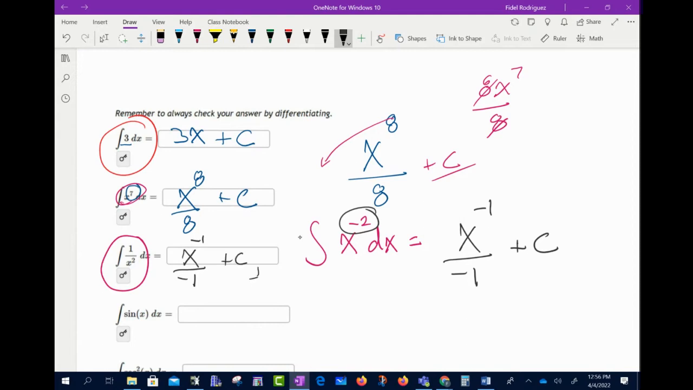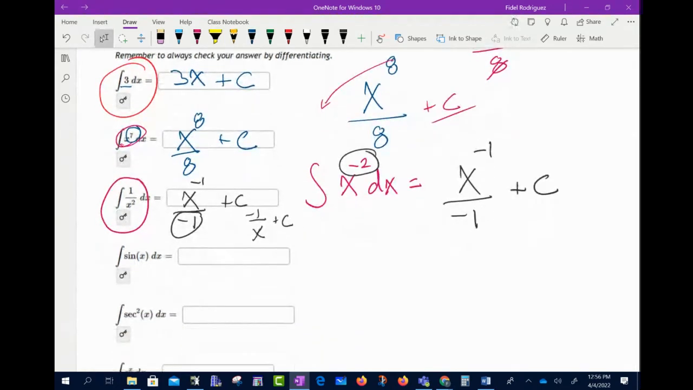Y'all, if you want to, we can also write it like this. If you don't want to use the negative exponent, you can write it as 1 over negative x, right? Because that negative is still down here on the bottom. It doesn't really matter where you put the negative. You can put it on the bottom, you can put it on the top. It don't really make any difference. You can write it like that. It's the same thing. So there you go.